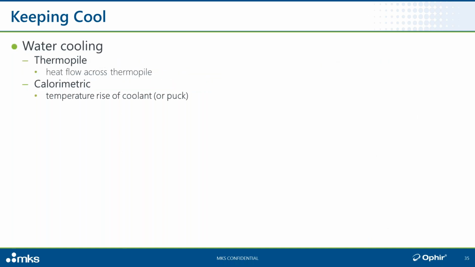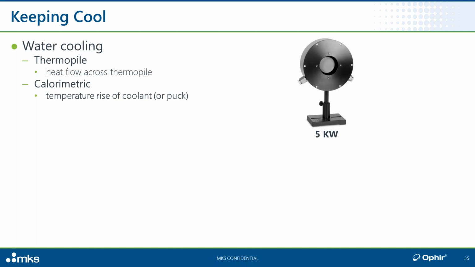Here you see a couple of different kinds of water-cooled sensors. We're going to see two different configurations. This one is based on a standard radial thermopile like you saw before. The laser beam enters the sensor's aperture. This happens to be a 5 kilowatt model. You can see the water connectors for the cooling water input and output. That was the generic type that we discussed before.